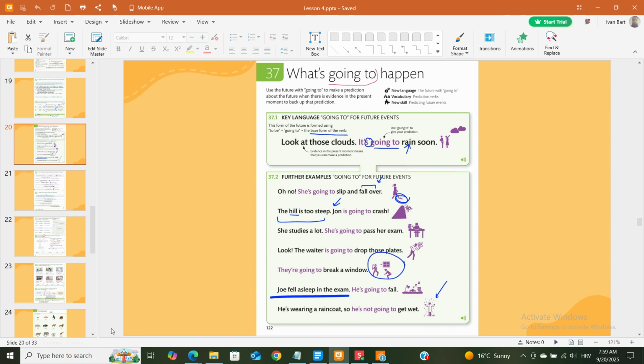Look. The waiter is going to drop those plates. They're going to break a window. Joe fell asleep in the exam. He's going to fail. He's wearing a raincoat, so he's not going to get wet.